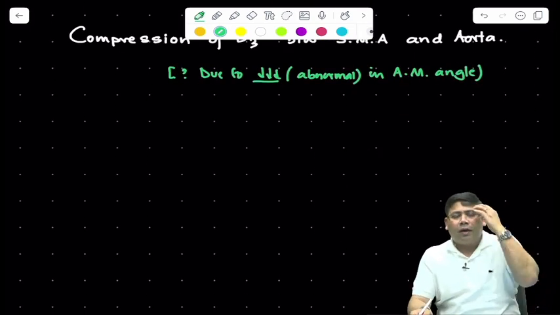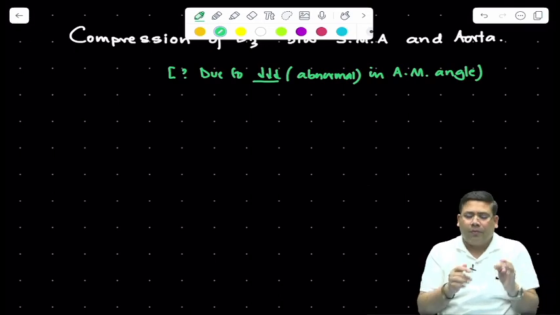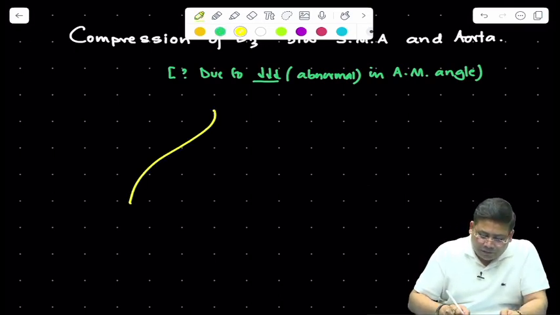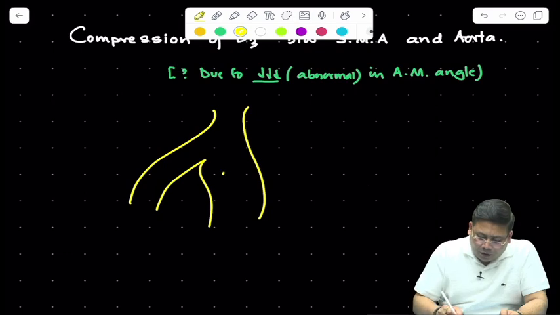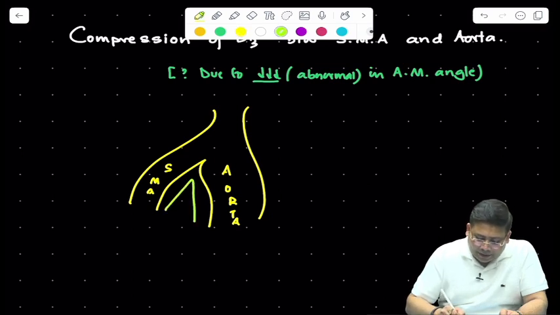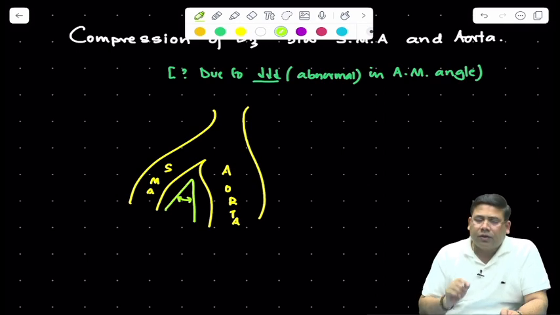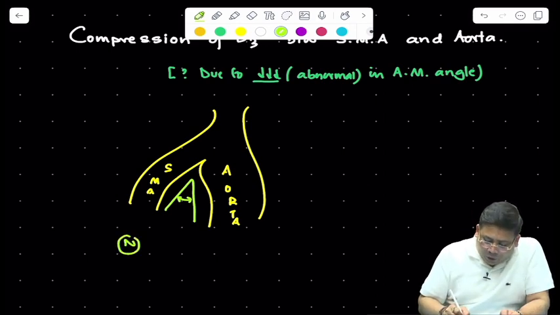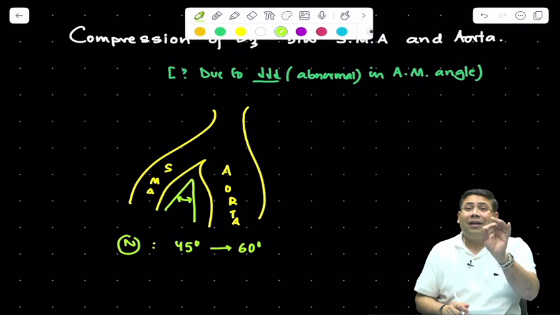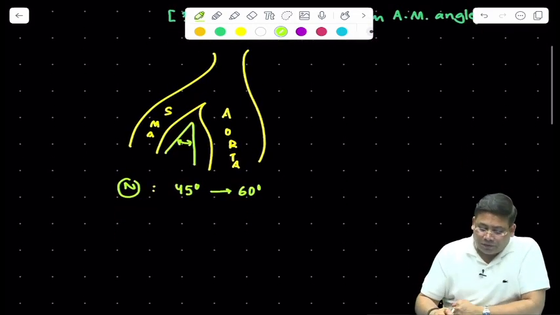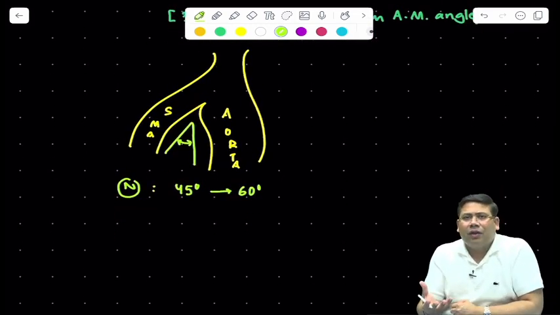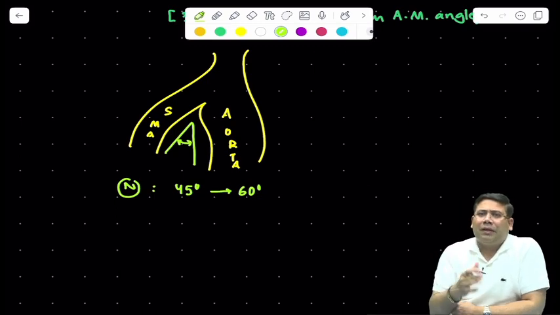When we talk about the conventional aortomesenteric angle, what is that? If you talk about the aorta and this is the superior mesenteric artery, this angle is what is known as the conventional aortomesenteric angle, and the normal value is somewhere from 45 degrees up to 60 degrees. Students, there are books who report 38 degrees to 60 degrees also. The average value is roughly around 48 degrees, and the range is from 38 to 60 degrees.